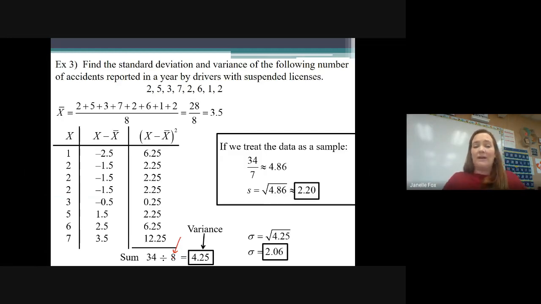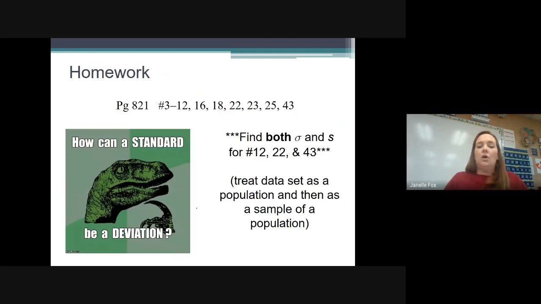That's it, guys. We're running some numbers. Okay, so this is your homework assignment. Of course, I also posted it in Google Classroom. Please note this part right here. When you're calculating the standard deviation for numbers 12, 22, and 43, go ahead and find the sigma using the entire population, and then S using the sample set, where you divide by 1 less than what there is, and then you'll be golden.